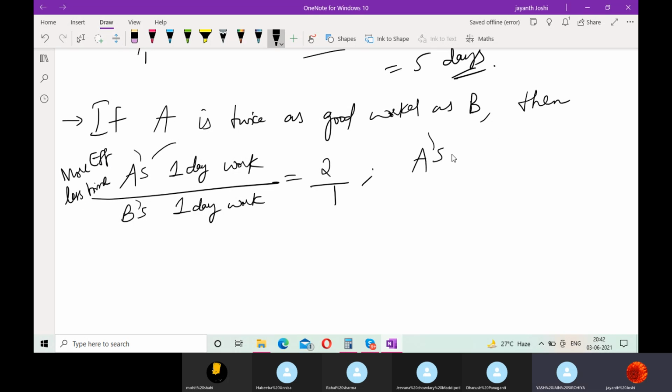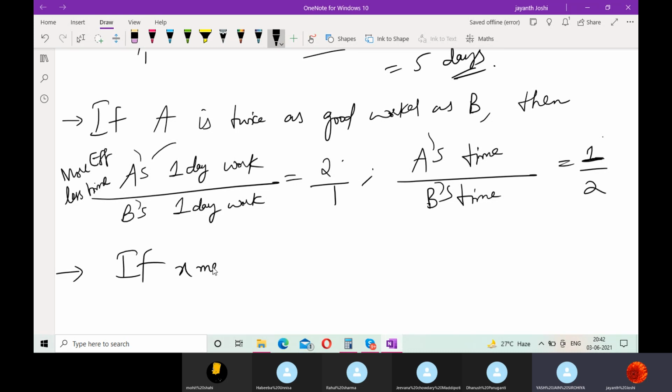So A's time by B's time is equal to 1 by 2. This is the work done ratio, and this is the time ratio. So the time ratio is the opposite of the work done ratio. Do this. Write it down. Next one.